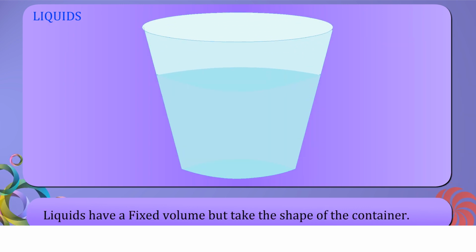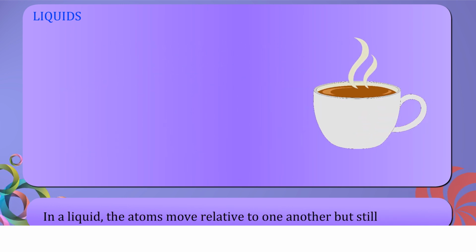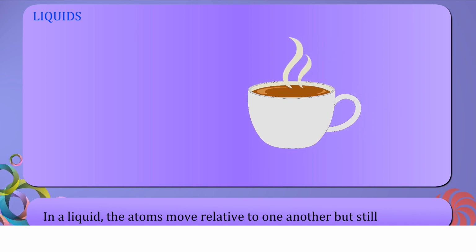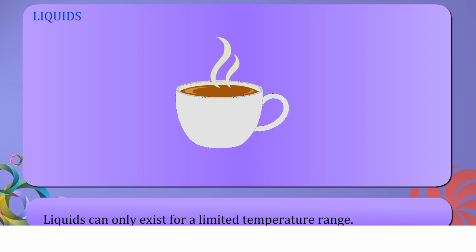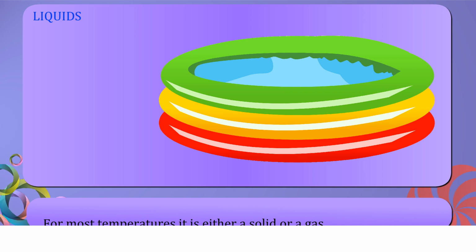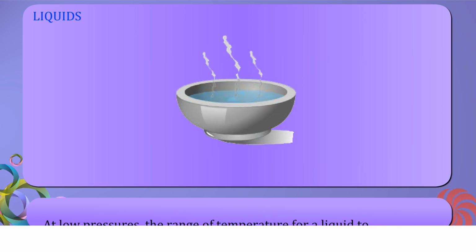Liquids. Liquids have a fixed volume but take the shape of the container. In a liquid, the atoms move relative to one another but still stay close together. Liquids can only exist for a limited temperature range. For example, water is a liquid for 100 degrees Celsius. For most temperatures, it is either a solid or a gas. At low pressures, the range of temperature for a liquid to exist is smaller. That is why water boils at less than 100 degrees centigrade at high altitudes. If the pressure is low enough, the liquid phase does not happen.